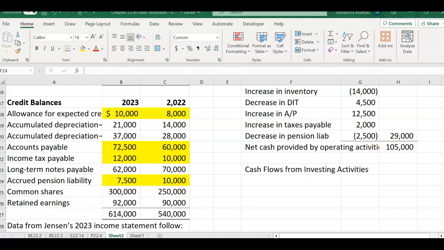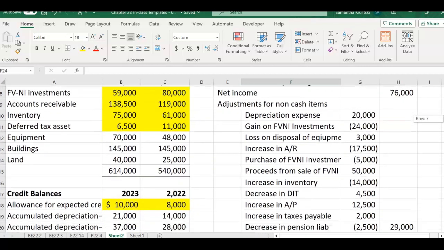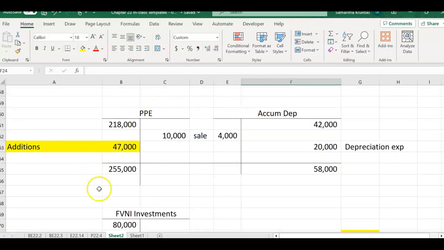So looking at my investing activities, I know the main thing here that's going to be affected is my PP&E, and I've already started my analysis. So I can come on down here. I know that I have additions here, so I need to further analyze those additions, and I need to analyze this sale. What proceeds did I actually receive on the sale of this equipment?